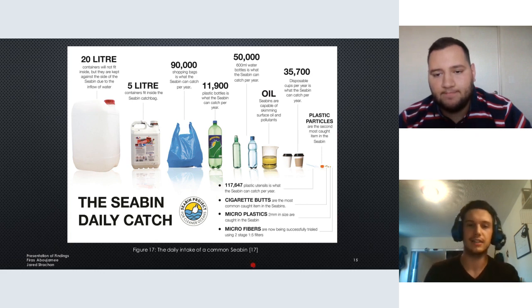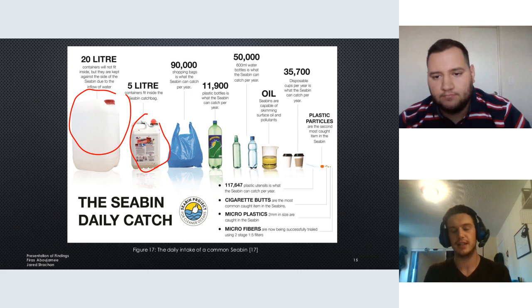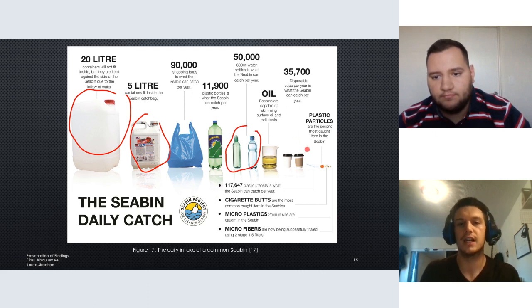We have this last little photo showing what the Seabin can actually catch. It can get anything from a 20-liter jug to a 5-liter jug. The 5-liter jug will actually go into the Seabin. The 20 liters will just stick on the surface, and you can manually remove them. And all the way down to even glass bottles, coffee cups, cigarette butts, microplastics are all things that it can clean up. And the big one too is microfibers.